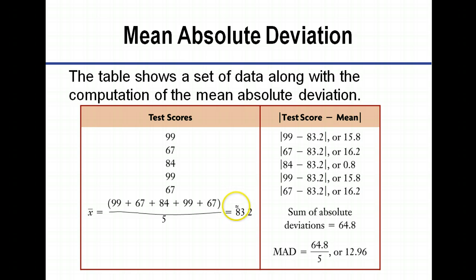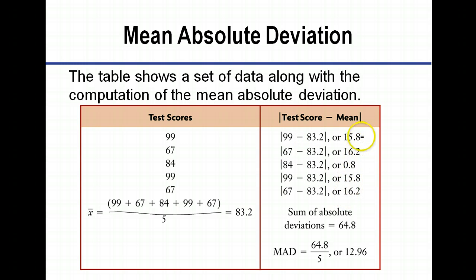Now to calculate the mean absolute deviation, what do we do? First thing is to find the difference between each test score and the mean. So 99 minus 83.2, 67 minus 83.2, and so on, and find the absolute value of the differences. And so these numbers here on the right all represent the absolute value of the difference between each data point and the mean.